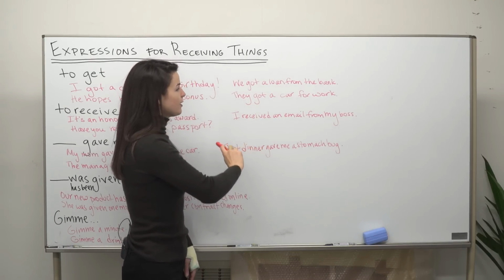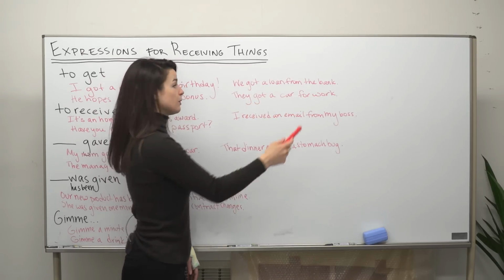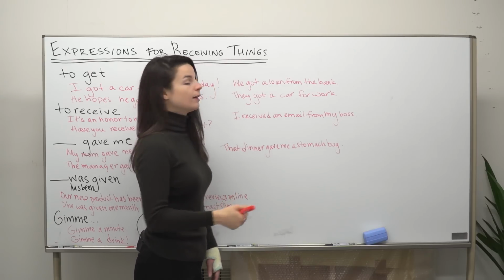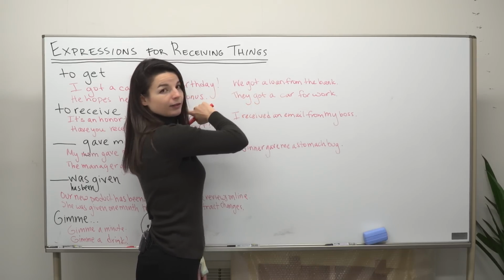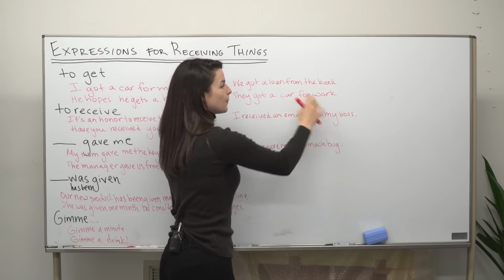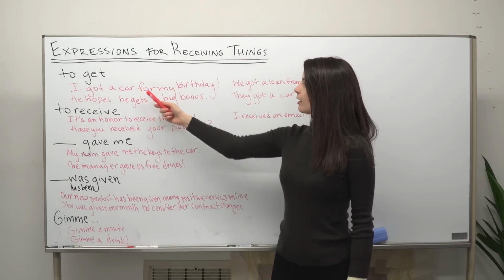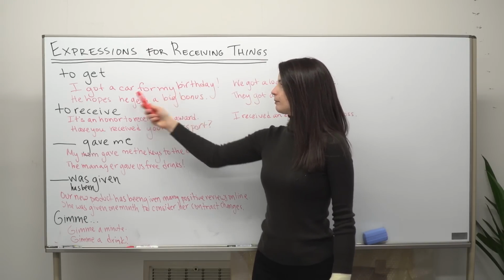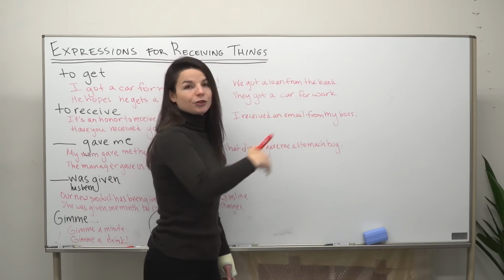Okay, let's look at one more example. They got a car for work. So again, we're seeing for is used in this sentence. For is used to show purpose. So here, again, past tense, they got a car, so some item, again, similar to the first example. Here, we're seeing the purpose is work. So they got a car for work is slightly different than I got a car for my birthday. So this is showing the reason the person received the car. This one is showing the future use of the car.